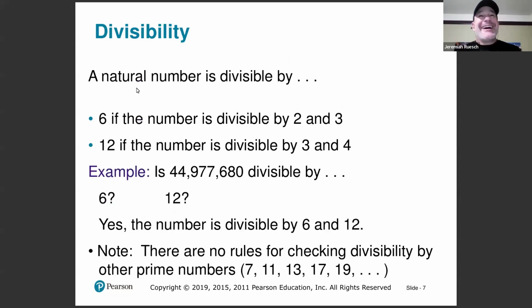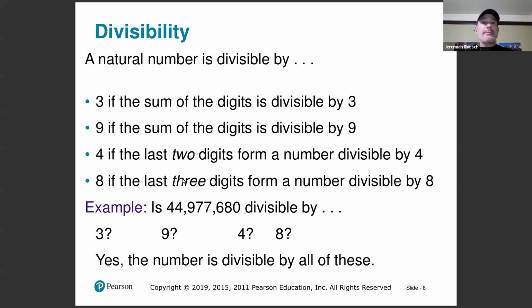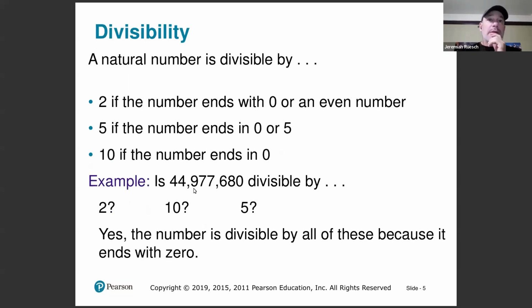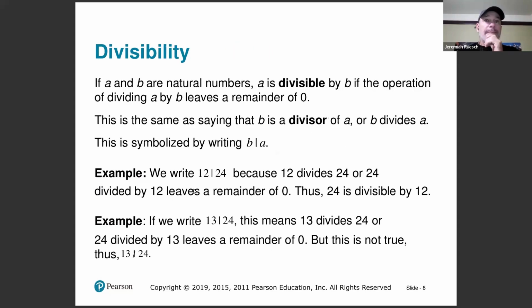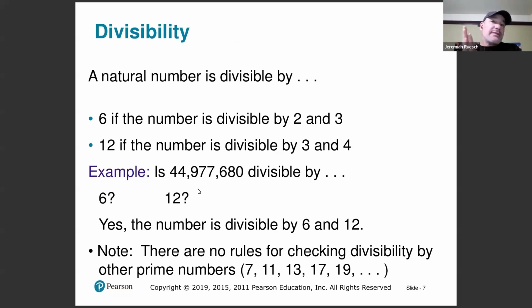All right, moving on. A natural number is also divisible by 6 if it is divisible by the product of 2 and 3, and by 12 if it's divisible by 3 and 4. Is 44,977,680 divisible by 6 and 12? Yes, it is divisible by both of these numbers, since it is divisible by both 2 and 3. And we already saw that it was also divisible by 3 and 4. So it is divisible by both 6 and 12.